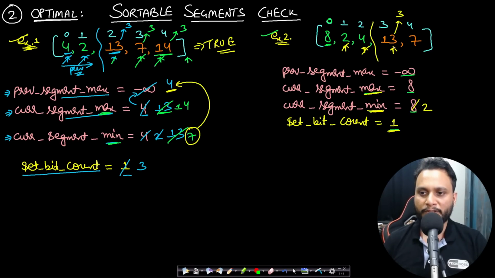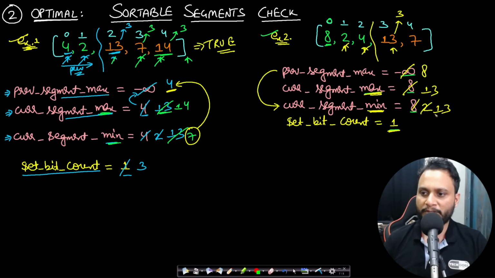Now when we move to the new group, we will always check the previous segment maximum with the current segment minimum. If the previous segment maximum happens to be greater than the current segment minimum, then the array will not be sortable. But this is not true in this case, so it is fine. And I will assign the previous segment maximum equal to 8, and the current segment maximum will be 13 and minimum will also be 13. We will also set the set bit counter to 3, which is the count of set bit for the current group. We will go to the next item, which is 7.